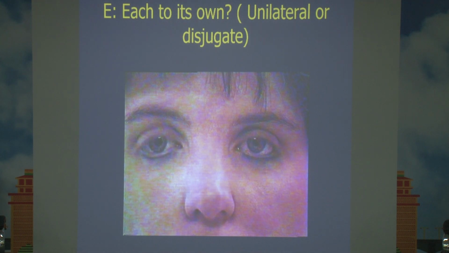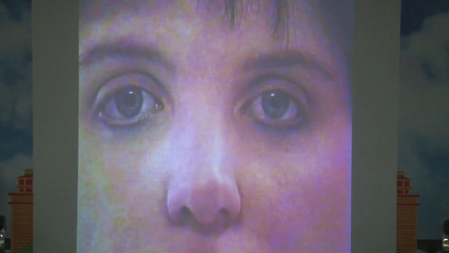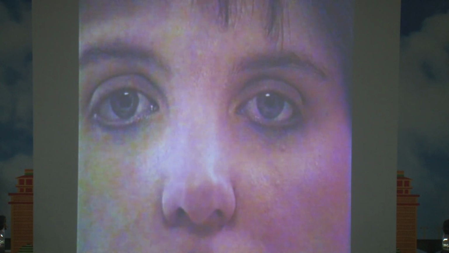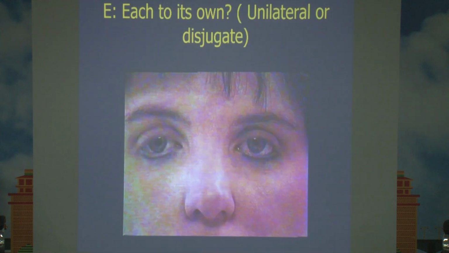E is each to its own, and I'll show an example of a seesaw nystagmus. You see here, seesaw nystagmus, one eye goes up and intorts, the other eye goes down and extorts, and this cycle keeps repeating. This is a feature of a chiasmal compression.